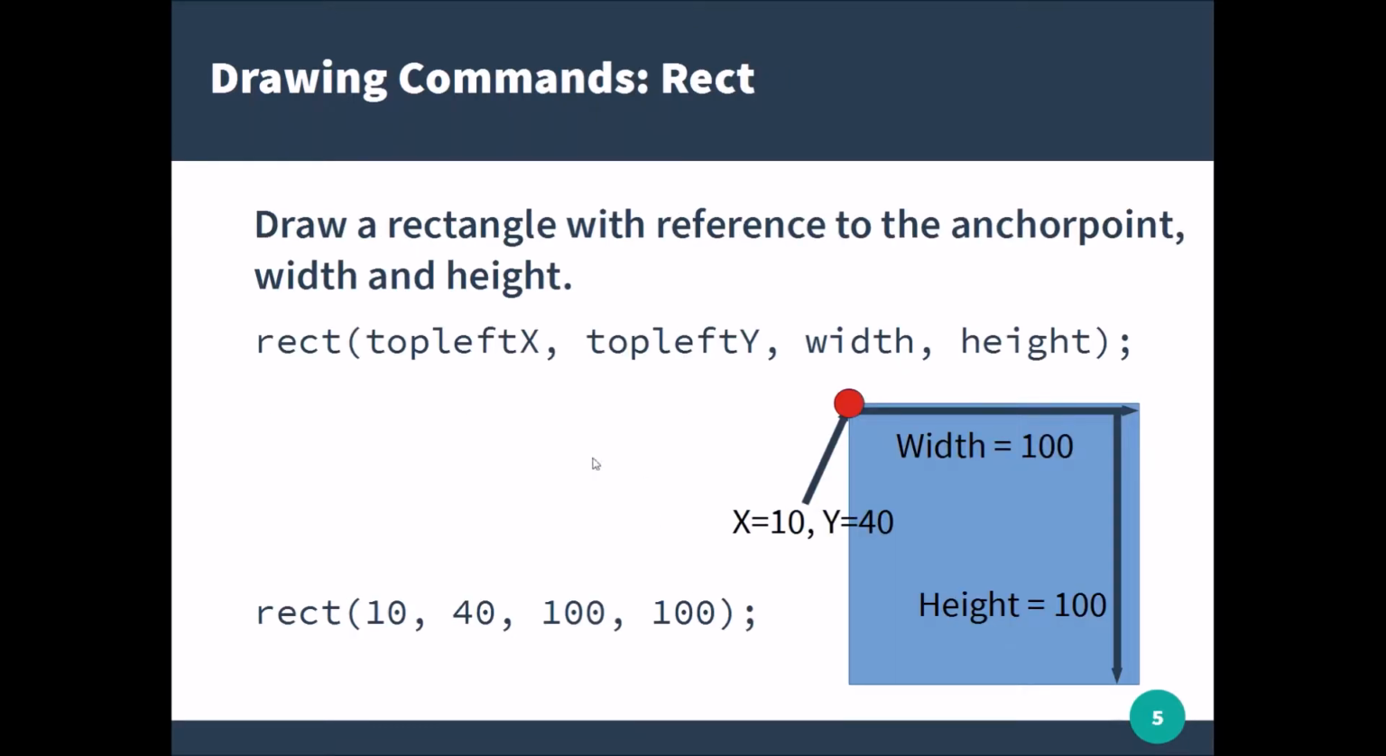A rectangle is drawn using an x-coordinate of the top left point and a y-coordinate of the top left point. Together, this is called the anchor point. After that, we give a width and a height in pixels, which provide the dimensions relative to the anchor point. So, rect 10, 40, 100, 100 will draw a 100 by 100 pixel square with the top left position of x equals 10 and y equals 40.